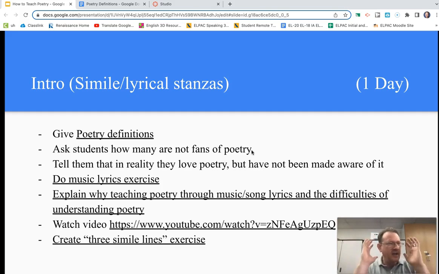And then you say, okay, I totally understand why you guys would say that. And I would say, here's the thing. I'm going to tell you, not only do you not hate poetry, you guys absolutely love it. You just don't know it yet. And now I have to support what I say. I got to back up what I say. And so that's when I go into the music lyrics exercise.